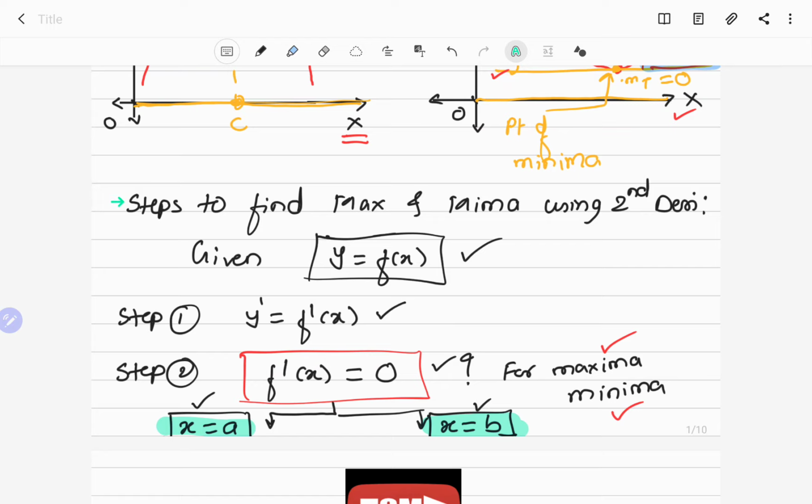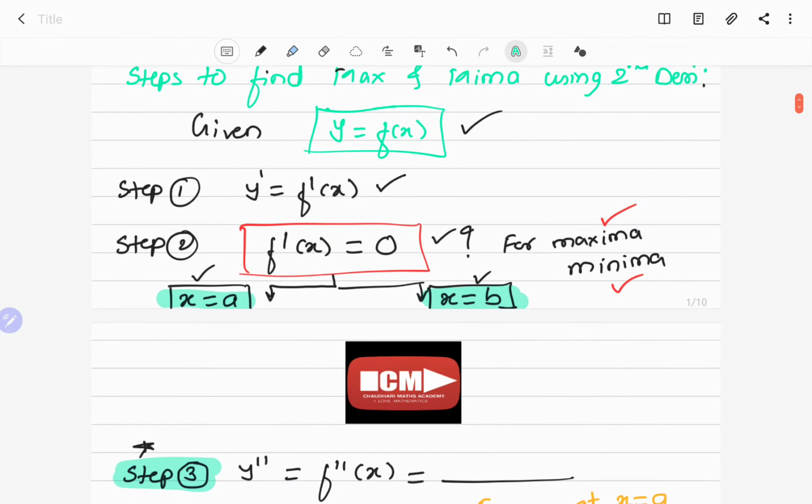So these are the steps that you have to follow for maxima and minima. Obviously they will provide you the function. Let's say y equal to f of x is the given function. Then in step number 1, your job is to find its first derivative. So please observe, step number 1 is all about obtaining the first derivative. So please find quickly f dash of x. And in step number 2, equate that first derivative equal to 0.